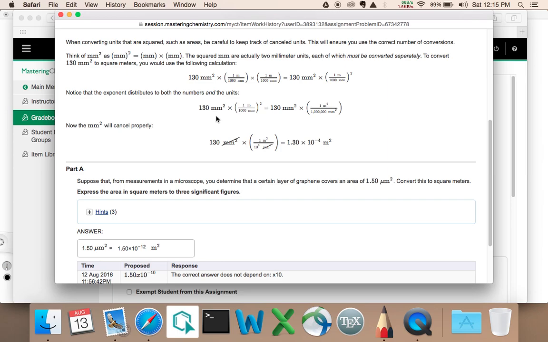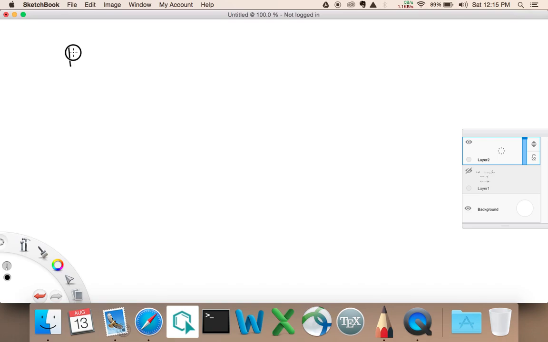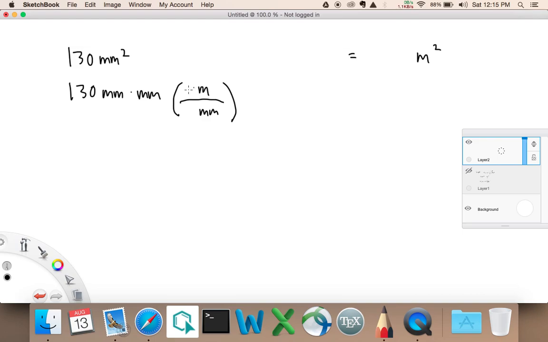Let me show you. I'm going to work the exact same solution over here, and talk my way through it. 130 square millimeters, and in the end, we want to know how many square meters. To do that, we've got to convert square millimeters to square meters. One valuable way to think of this is millimeters times millimeters. So I can cross off one of those millimeters with a meter.